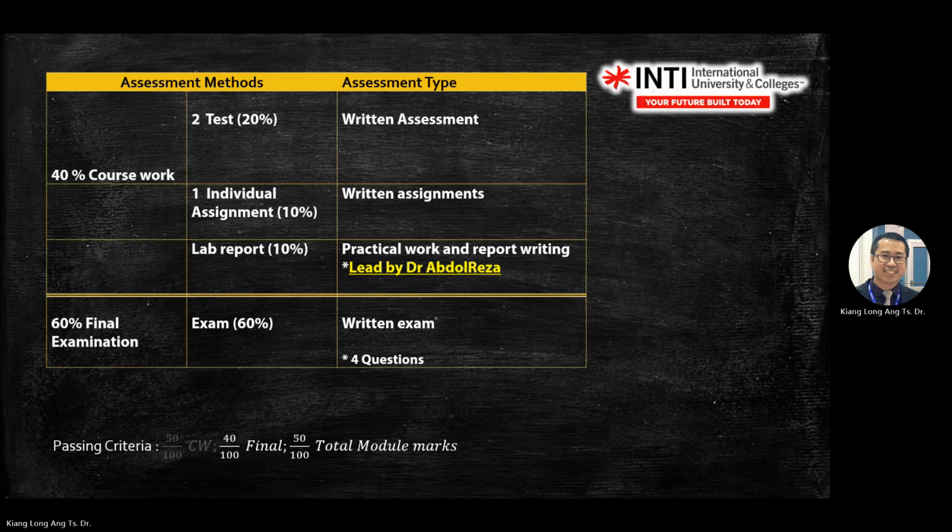Final exam 60%, 4 questions. Passing criteria: you need to score 40 out of 100 in the final. And the total marks, 40 plus 60 combined, you need to get total 50%. Try to score high in your 2 tests. Lab report depends on how you write, but the format is there. I'm not sure how Dr. Reza judges your report. Usually I'll just give you a chance, but it depends on him.